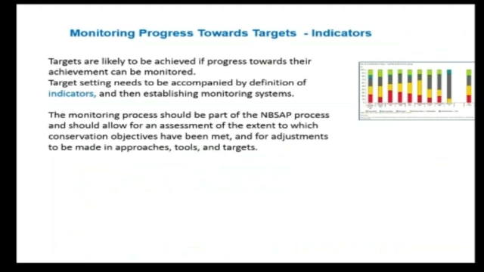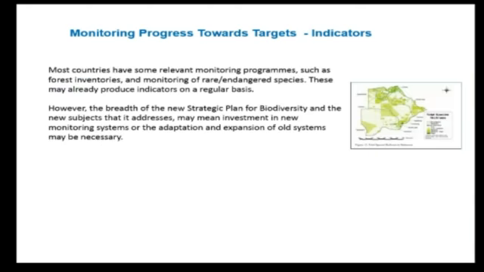And in the case of NBSAPs, most countries have some relevant monitoring programs, such as forest inventories and monitoring of rare and endangered species. So they're already producing indicators which can be used, hopefully. But it is definitely the case that the breadth of subjects in the new strategic plan for biodiversity means that investment in new monitoring systems and the adaptation and expansion of old systems may be necessary.